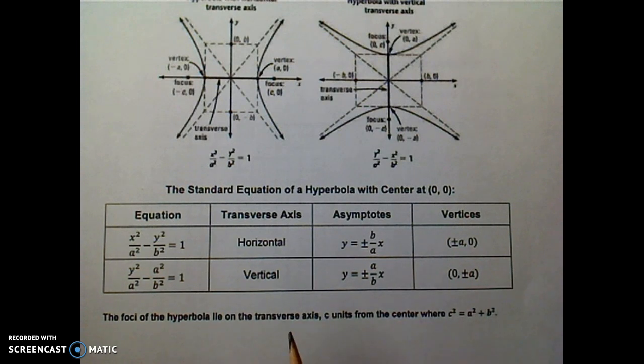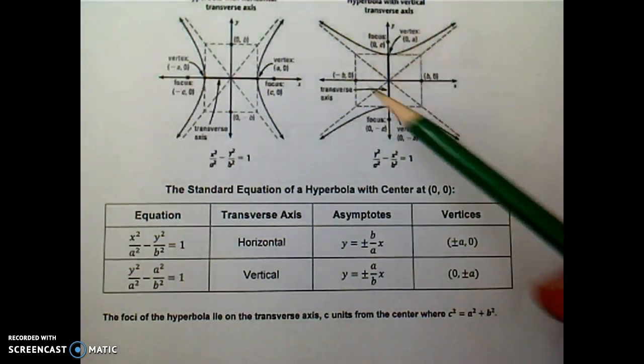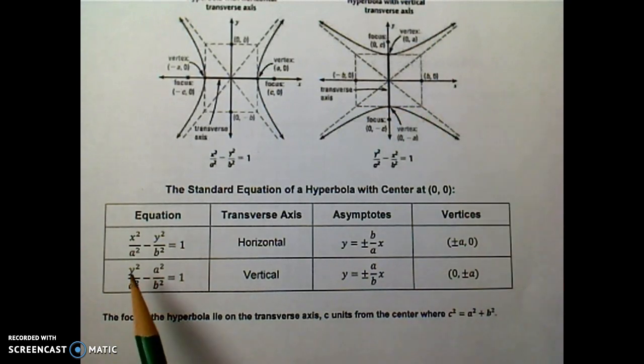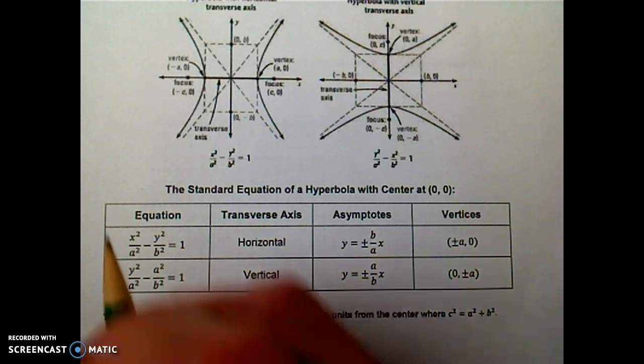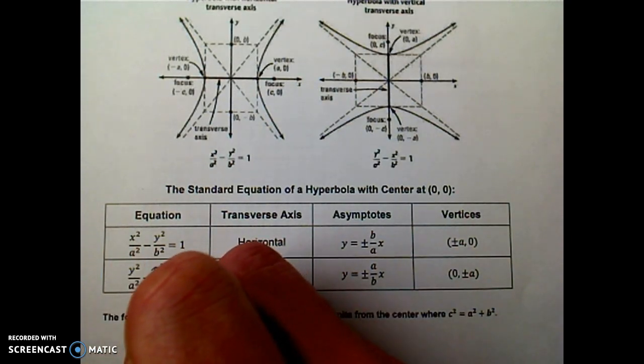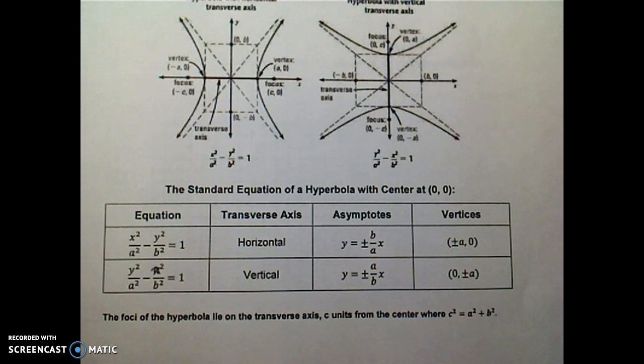If we have a vertical transverse axis, such as in this example, now our x's and y's change place. So y squared over a squared minus x squared over b squared equals 1. Transverse axis now vertical. Asymptotes are going to be, again, a line, but this time we go a over b for the slope number, plus or minus a over b times x, and for the vertices 0 comma a and 0 comma opposite of a.